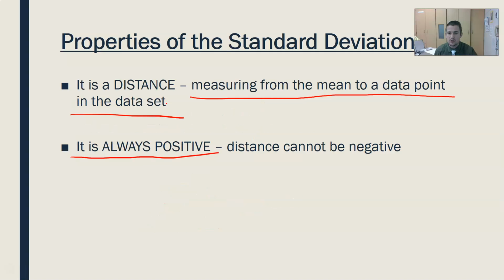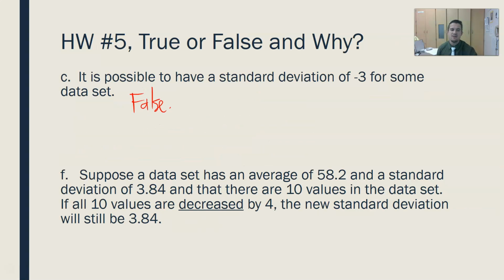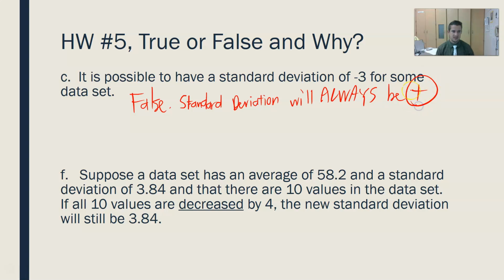Remember, I mentioned earlier on this slide right here, a standard deviation is always positive because through the process of finding the standard deviation, I square or multiply by themselves all the differences from each of those data values from the mean. When I square them, they always become positive. Since the standard deviation is a measure of a distance from the mean, it will always be positive. Standard deviation will always be positive.